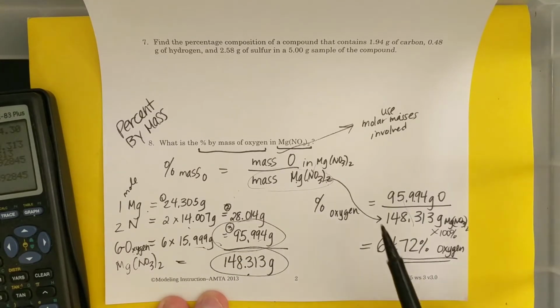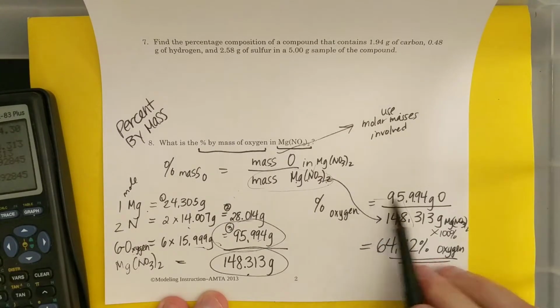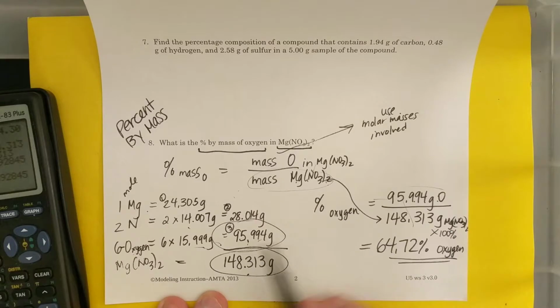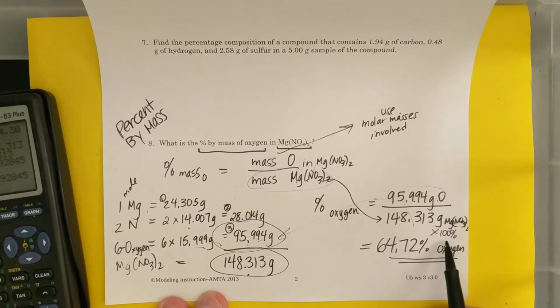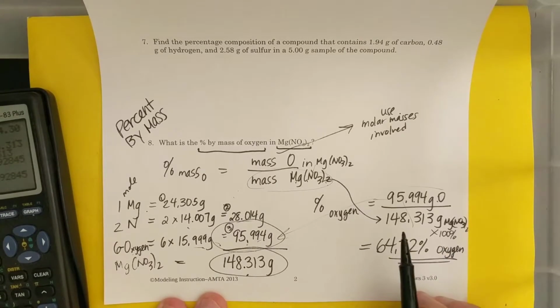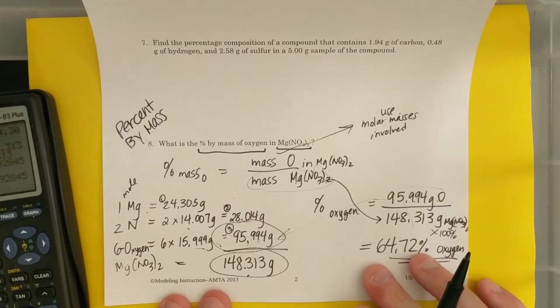So if I want to get percent by mass of oxygen in this compound, I'm going to do the 95.994 grams of the oxygen, that's where I got that from, divided by the total mass of the entire compound, and then eventually multiply by 100 for percentage. Okay, so that was just a quick intro to how to do percentage by mass.